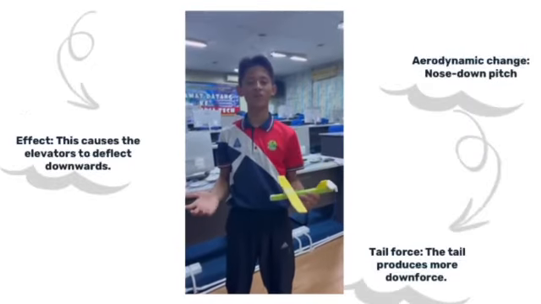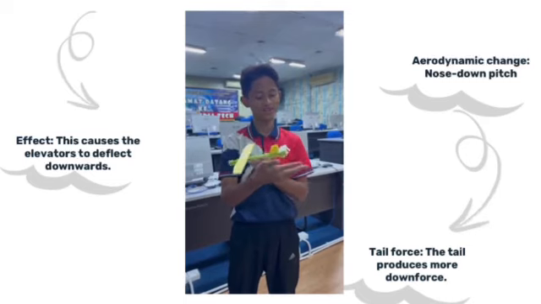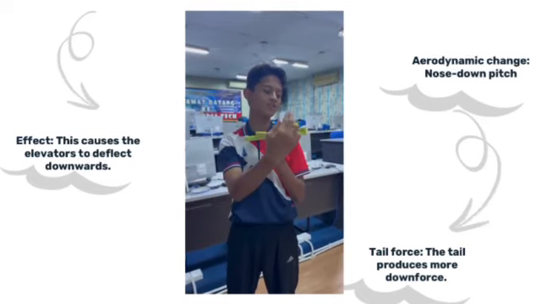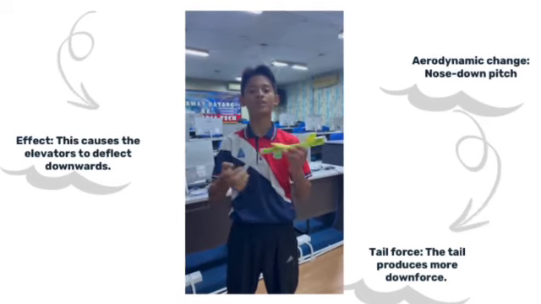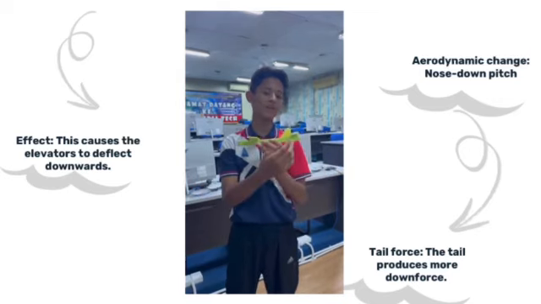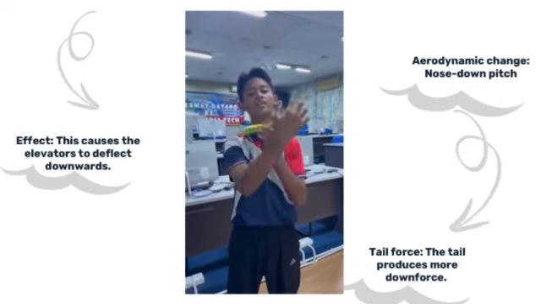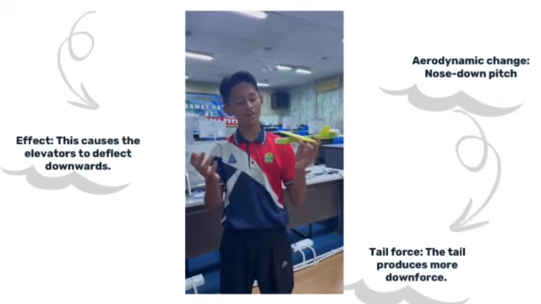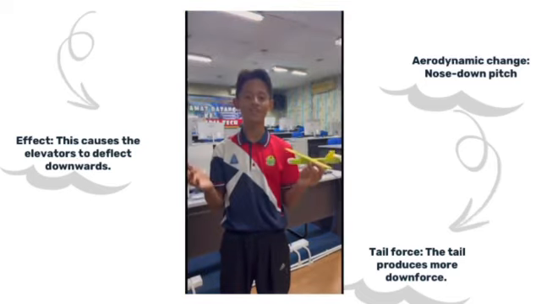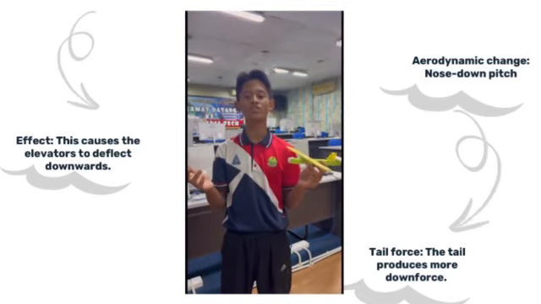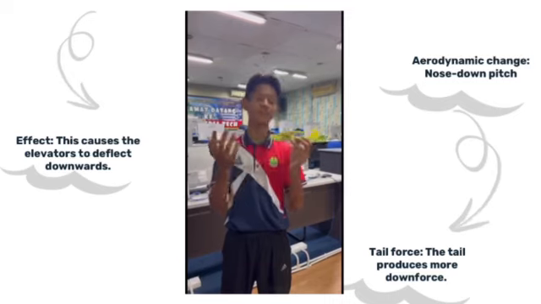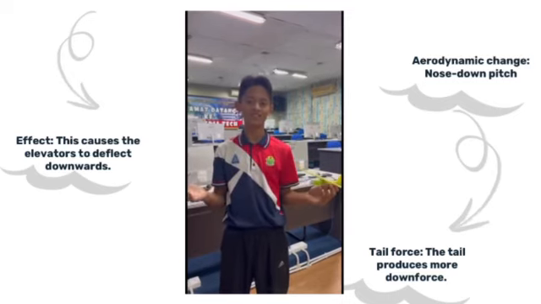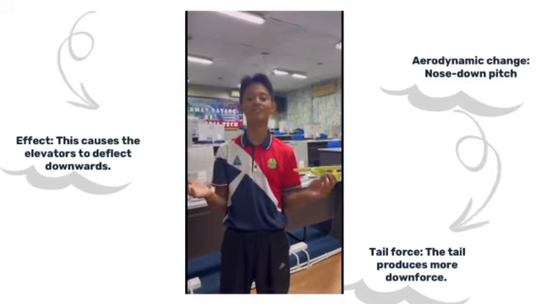Next, I'll explain what happens when the tabs are bent downwards. For the effect, this causes the elevators to deflect downwards. For the aerodynamic change, the airflow is directed upwards behind the tail, creating an upward force, also known as a nose-down pitch. The tail produces an upward force, which reduces the nose's upward moment and causes the glider to pitch down. This decreases the angle of attack, making the glider descend.